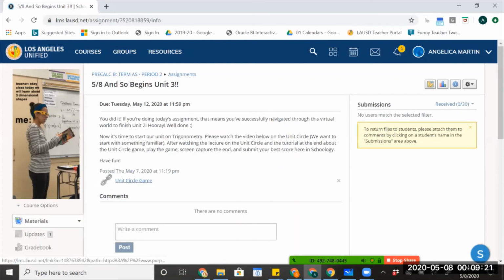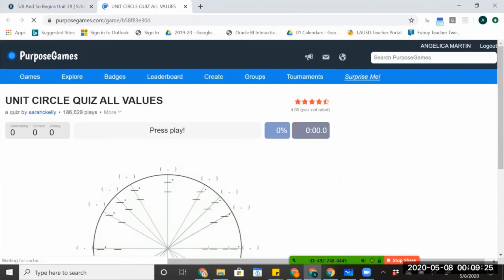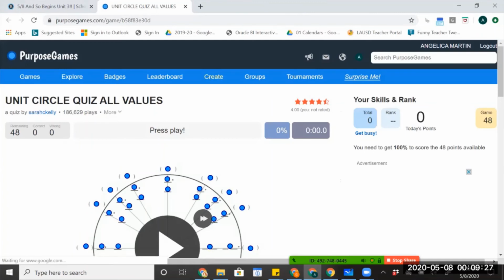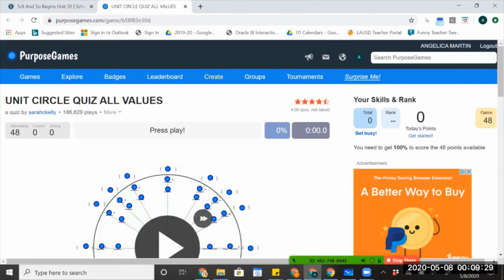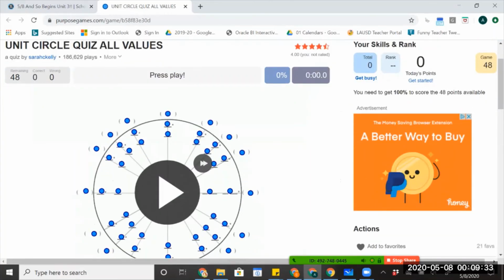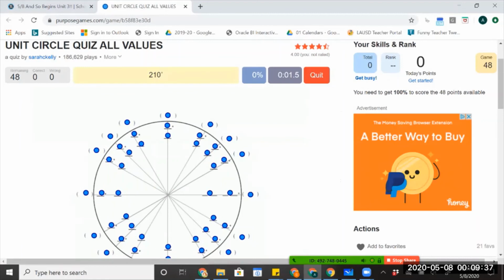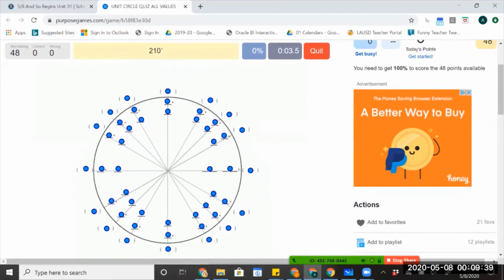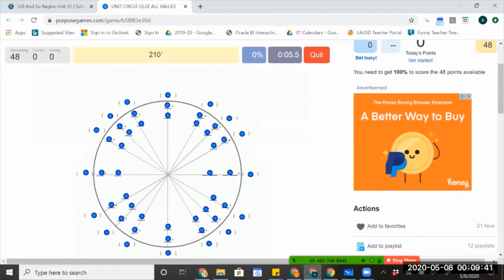So I have a link down here. I'm going to click on it. It's the unit circle game. Okay, and you don't have to log in. You don't have to sign up. I'm logged in right now, but it's not very necessary. And what you're going to do is you're going to press play. Okay, and it does time you. And it asks you questions here in the yellow. And our job is to go through the unit circle and click on the appropriate place for this value.